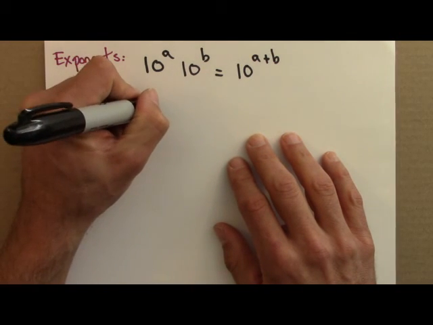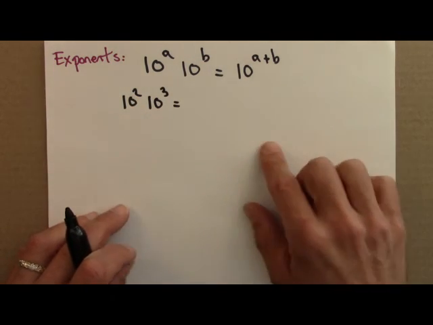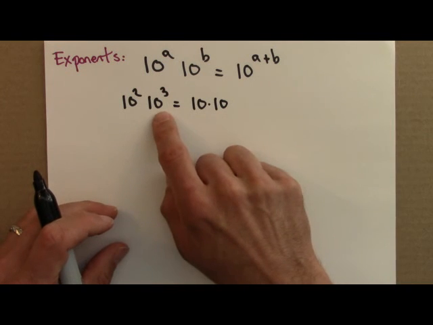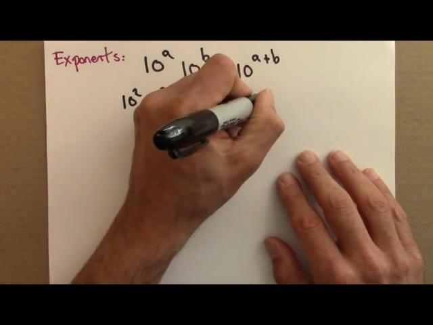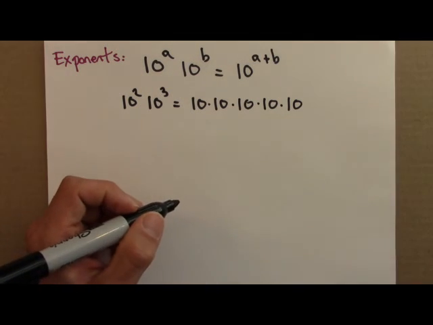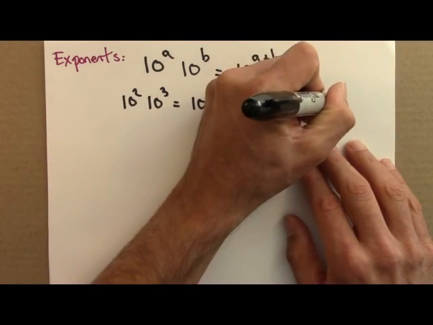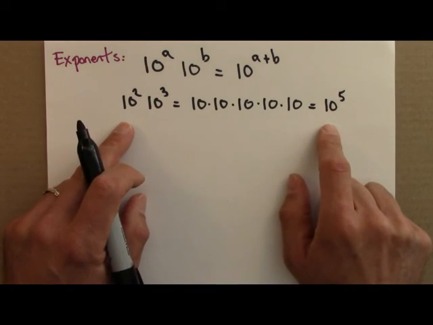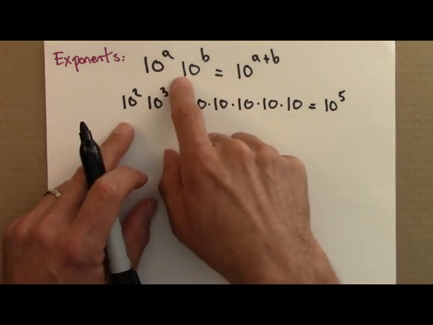So suppose we have 10 squared times 10 cubed. Well, let's see, what's 10 squared? 10 squared is 10 times 10. Multiply it by itself twice. What about 10 cubed? Well, that's 10 times 10 times 10. So now we have 5 tens together, and that makes sense. We've got 2 tens and 3 tens, they add together, and it's 5 tens. So this little example is designed to convince you that this is true. It has to be true. How could it be anything else? It just follows from what exponents are.